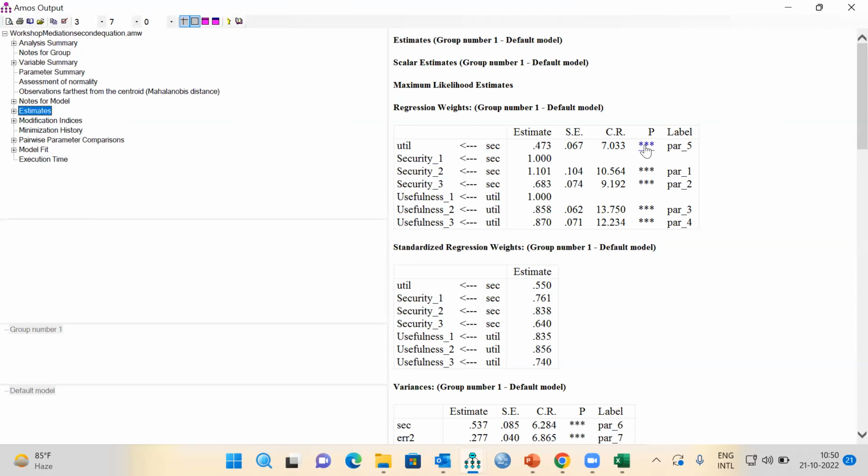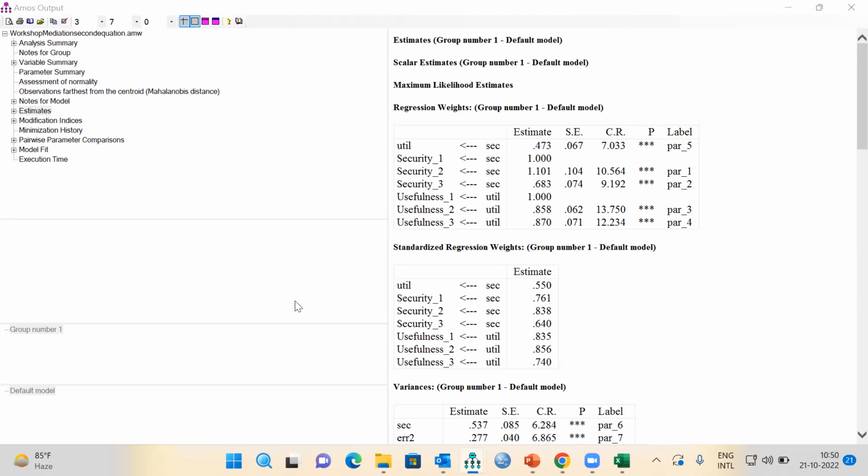Look at the p-value. The second equation we are talking about: is the direct path also significant or not? Yes, it is significant because the p-value is less than 0.000. The estimate, you remember, is 0.473.